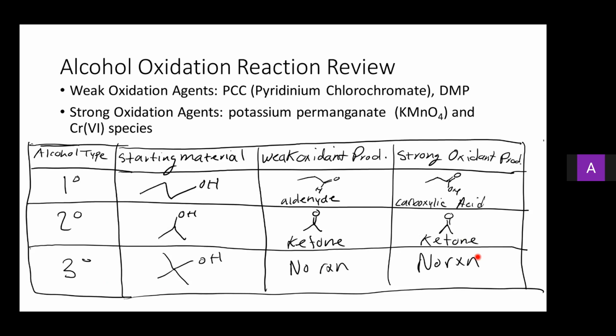Okay. Again, these might look different, right? But essentially it's the same deal here. If it's a primary alcohol, then there's two possible products, where whether it's weak oxidant or strong oxidant, it's going to differ. But with secondary, whether it's weak or strong oxidant, there's not going to be a difference. It's going to form a ketone. And then tertiary, there's not going to be a reaction.